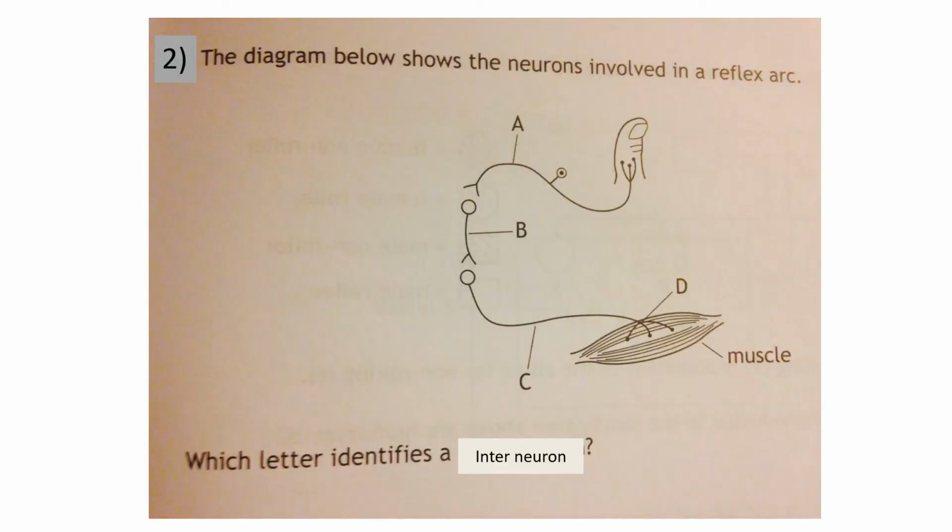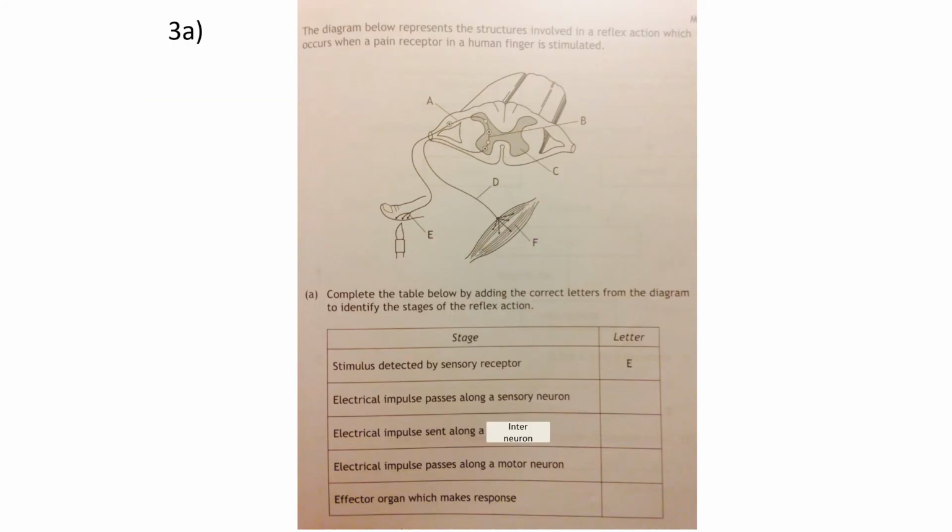So let's try to answer the next question. So it says which letter shows the interneuron? Pause the video and try to answer it before I reveal the answer. So the answer should be B. So B shows the interneuron, and A would obviously be your sensory neuron, and C would be your motor neuron, and D would be your effector.